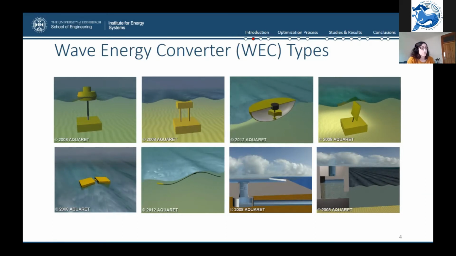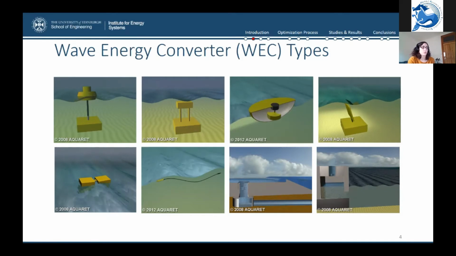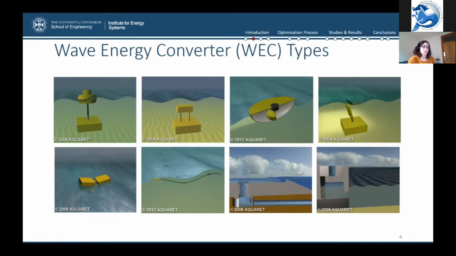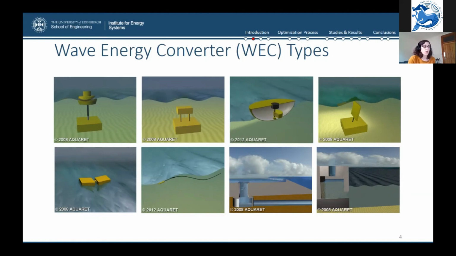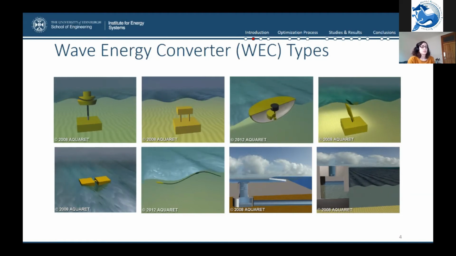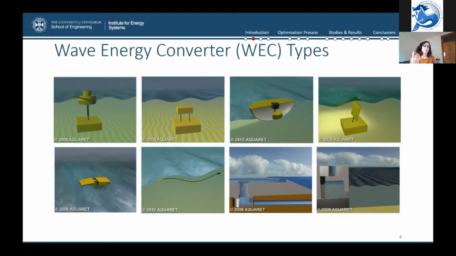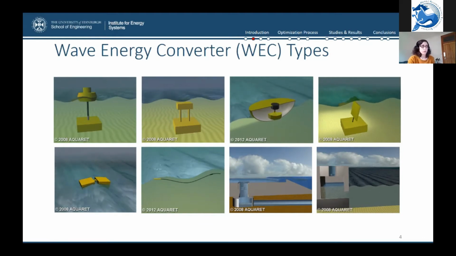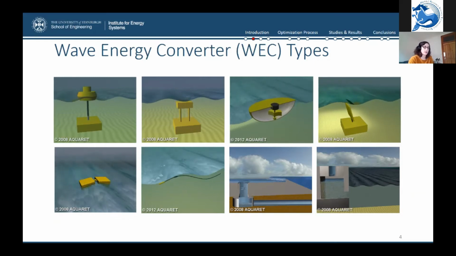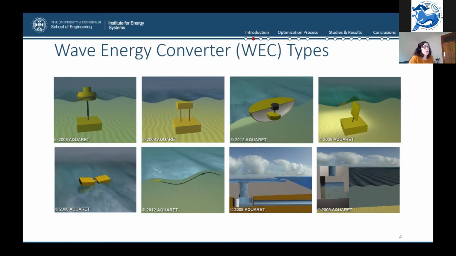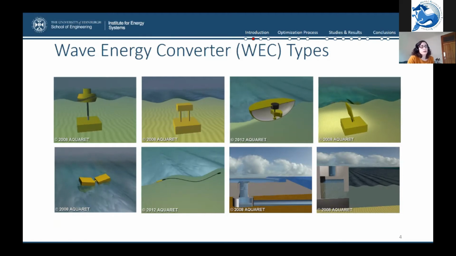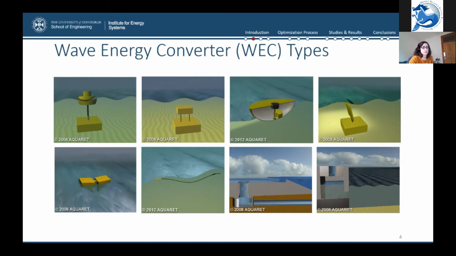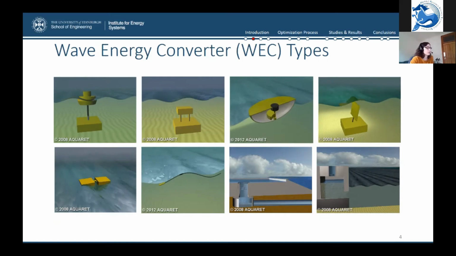Then, right next to that one, we have a very similar concept again, where the power takeoff system is enclosed inside of the hull. In this case, we would have a pendulum that rotates with the oscillation of the hull and generates electricity. And the last one on this row would be a similar type of concept, but that oscillates in a different direction.